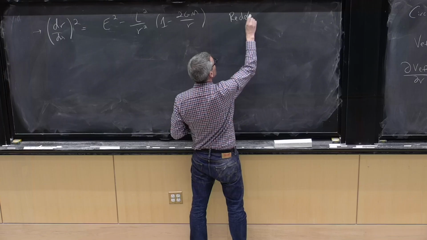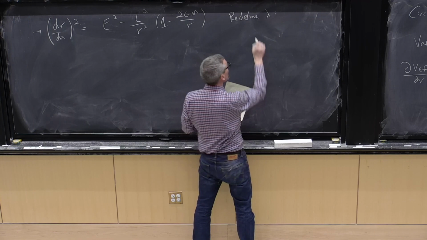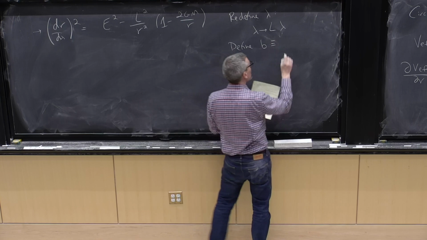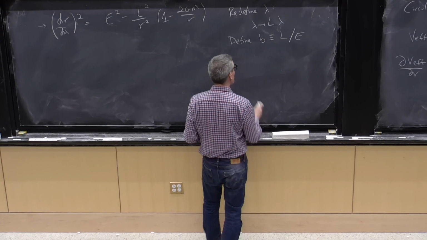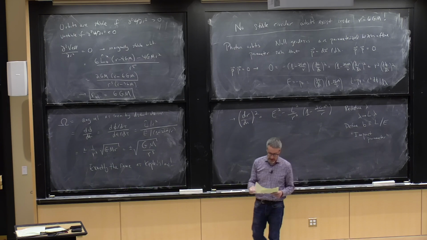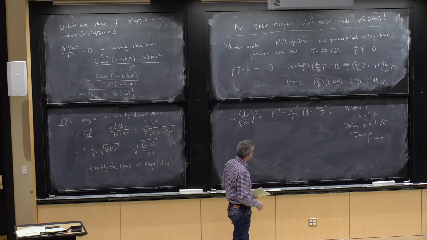So let's take lambda to L divided by lambda, and I am going to define B to be L divided by E. This is a quantity that I will call the impact parameter. And I'll describe why I'm calling it that in just a few minutes. So I'm going to take this entire equation, divide both sides by L squared.